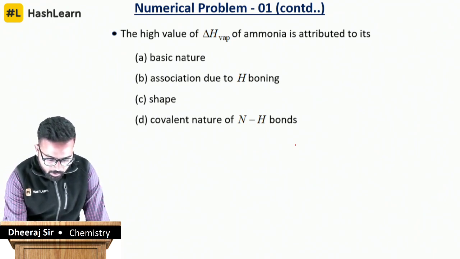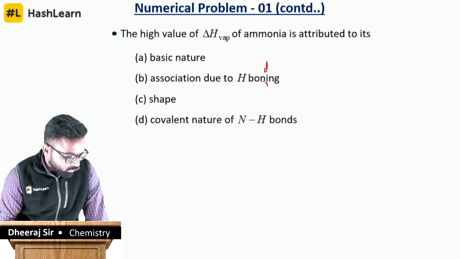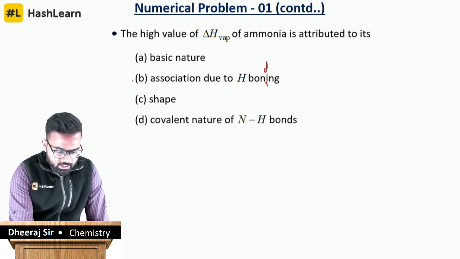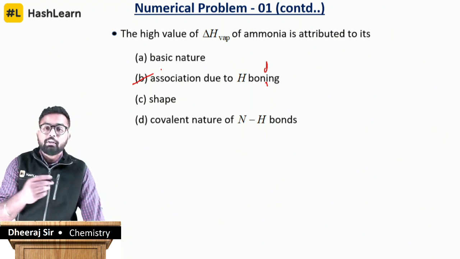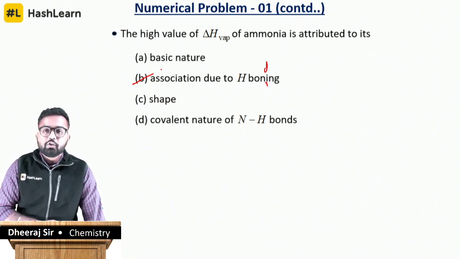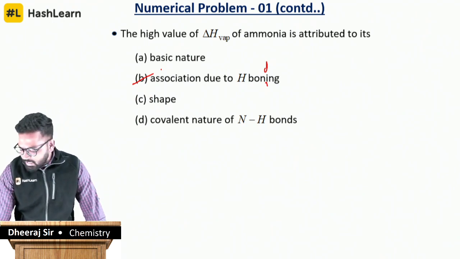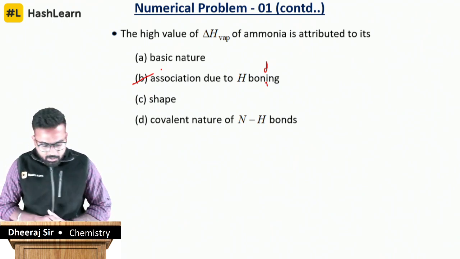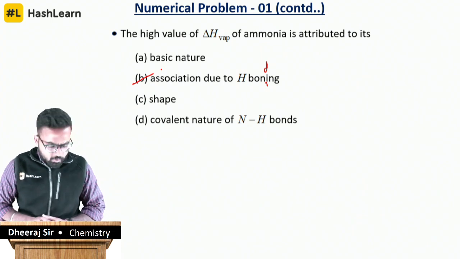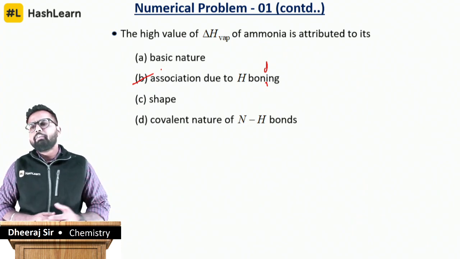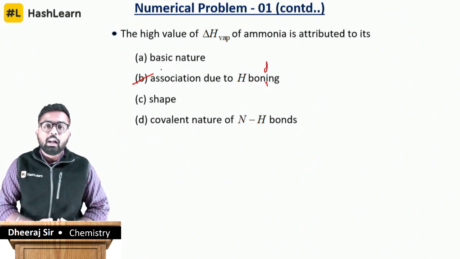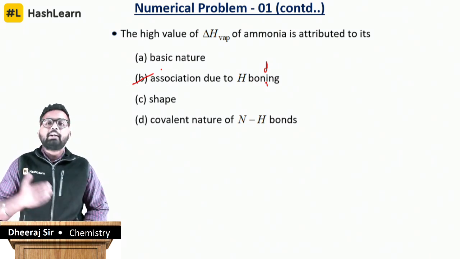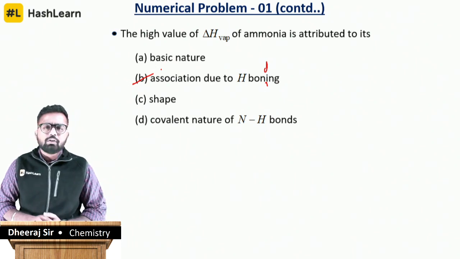So association due to hydrogen bonding, what is it? Sakshi gives us the right answer. Yes, it's definitely due to association of molecules among themselves due to hydrogen bonding. Simple. Basic nature has nothing to do with its physical property. Shape again doesn't matter too much. Covalent nature, we know that the NH bonds are covalent in nature, and they're also polar, and since they are polar, there's hydrogen bonding happening. So covalent nature is also not a complete answer. The complete answer is hydrogen bonding.